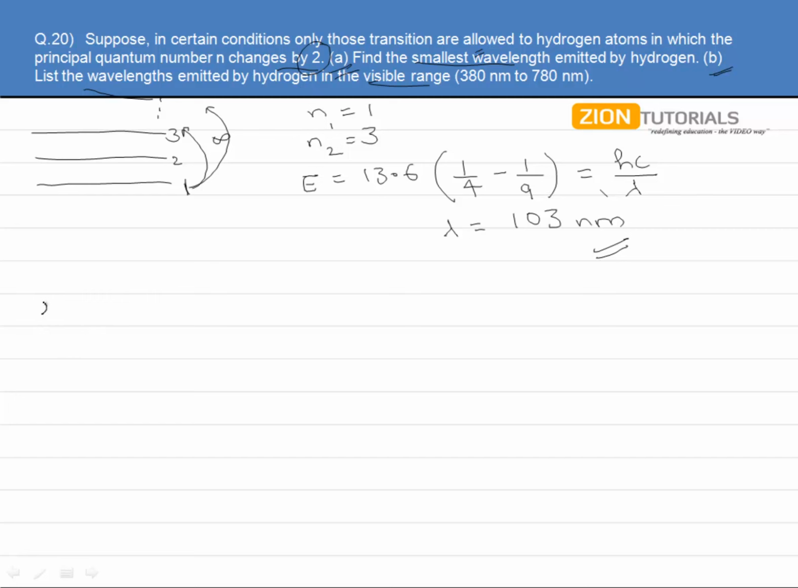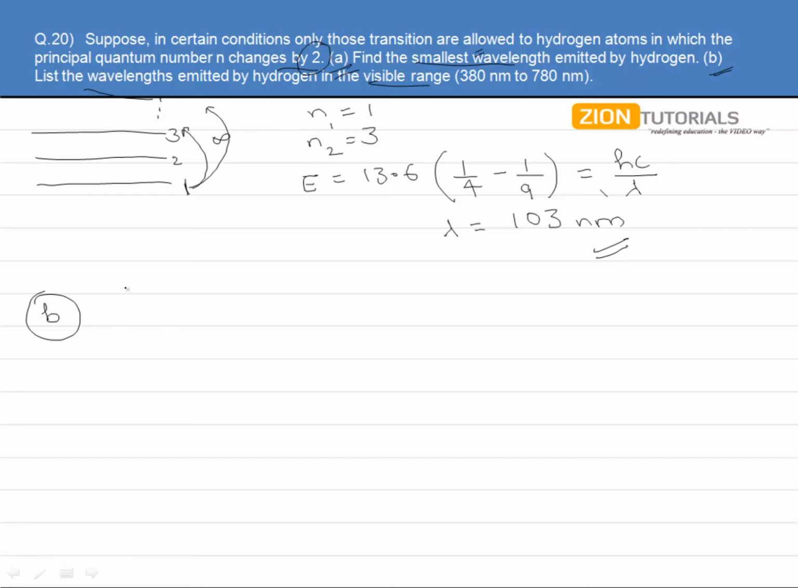Now proceeding to the second part, in which we need to find the wavelengths in the visible range. Now friends, we consider the case of 1 and 3. It is 103, which is less than 380. Then the other 2 unit changes can be 2 to 4, or 3 to 5, 4 to 6.